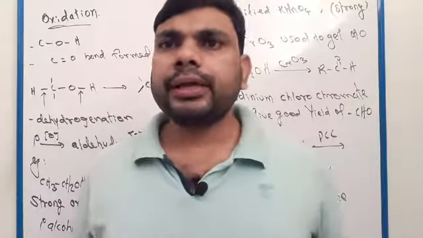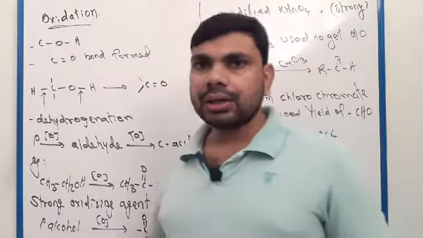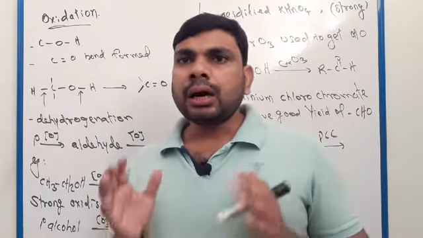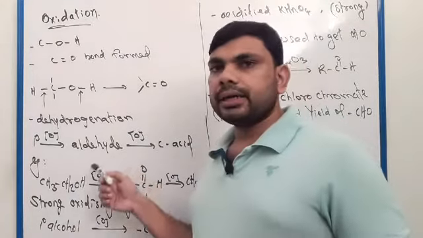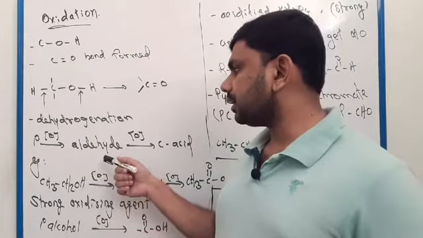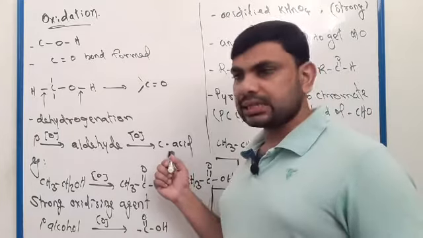Clear? Okay, next we have to discuss oxidation of alcohol. Primary alcohol, after oxidation, will be aldehyde. Aldehyde, on further oxidation, will be carboxylic acid, COOH.